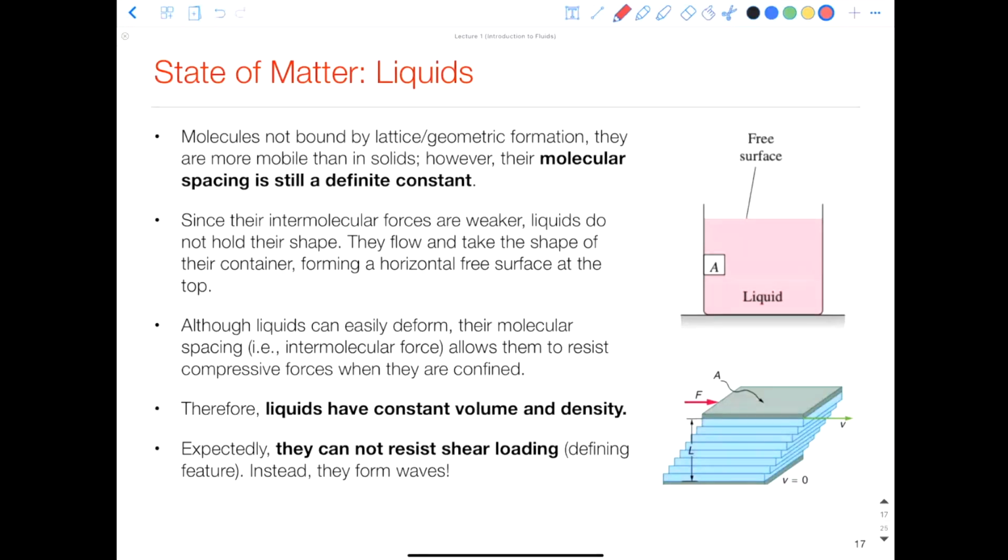And then lastly, like we said, they cannot resist shear loading. We'll get into this in much more detail. But if we were to apply a force on the top plate in this figure, if this was a solid, we would have resistance to that before we'd actually see some deformation. Whereas with a liquid, that top plate will just move to the side, and there will be no static resistance. What we might see with the fluid is something called viscous resistance. With a fluid, the resistance to shear load is a function of how fast something is deforming, not how much it's deforming.